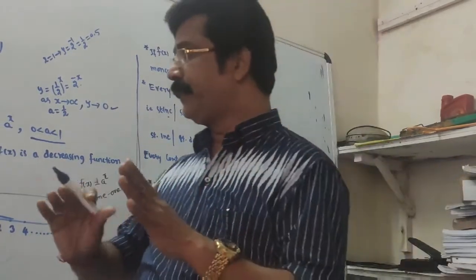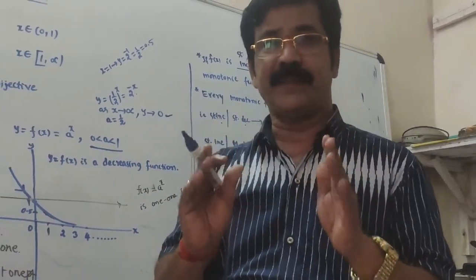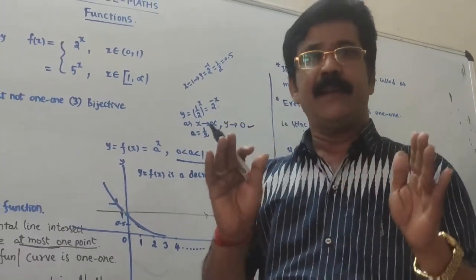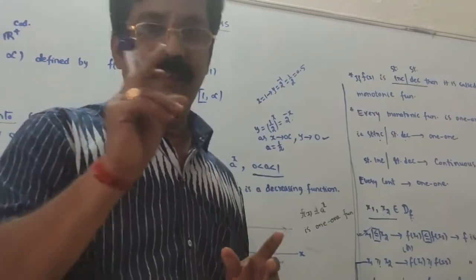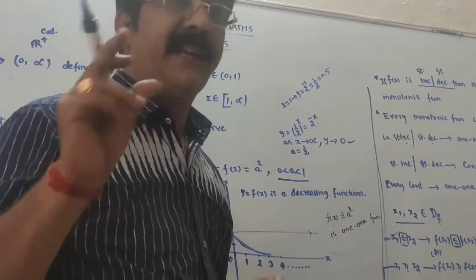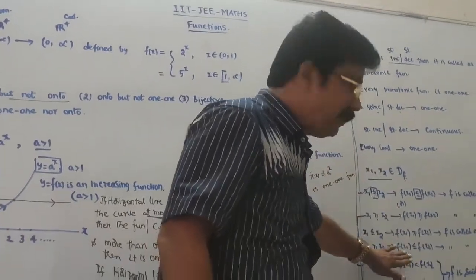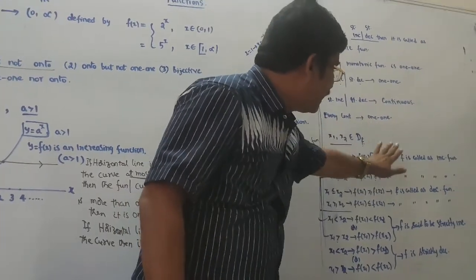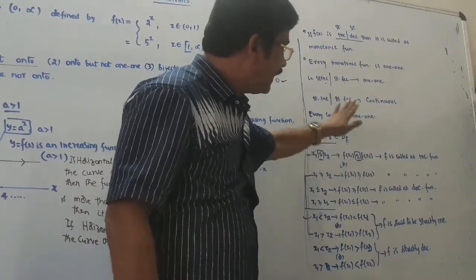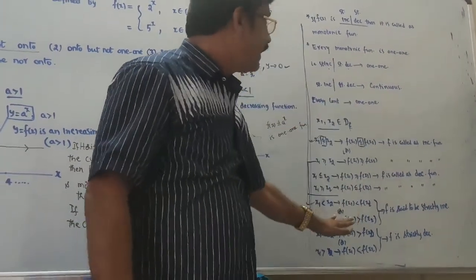Next, the separate definitions. What is meant by increasing? What is meant by strictly increasing? What is meant by decreasing? What is meant by strictly decreasing? I have said it here. So this is the definition of increasing, strictly increasing, decreasing, and strictly decreasing.